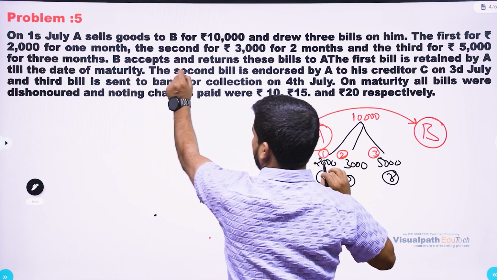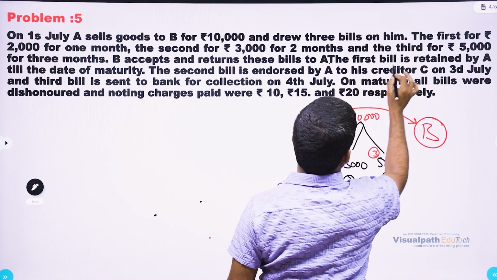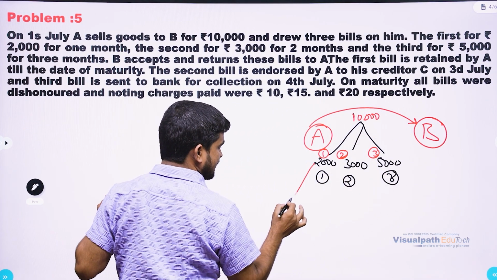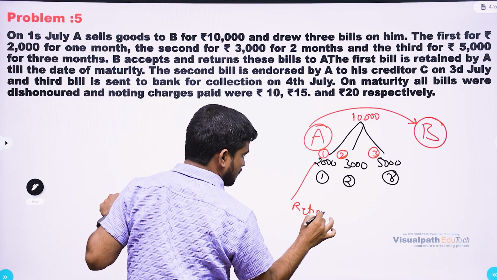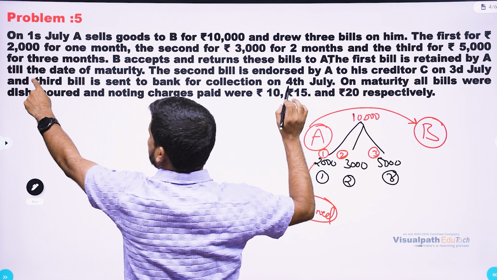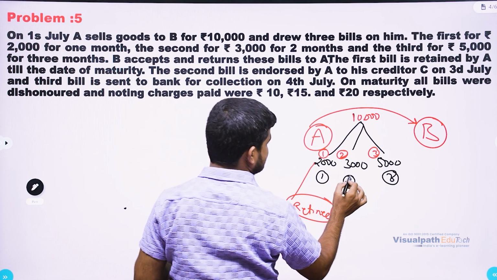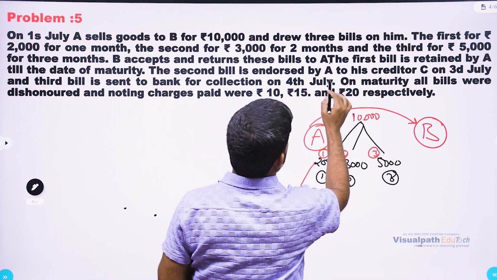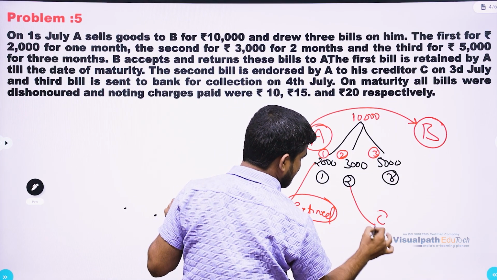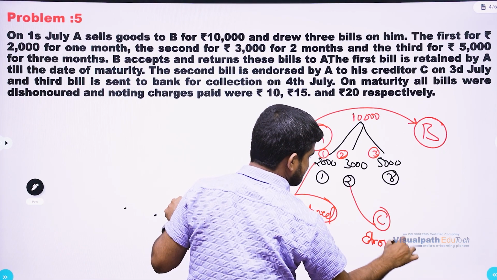B accepted and returned the 3 bills to A. The first bill was retained by A. It means he holds the bill till the maturity date. And the second bill was endorsed by A to his creditor C. The second bill, whatever 3,000 worth is there, is endorsed to person C.